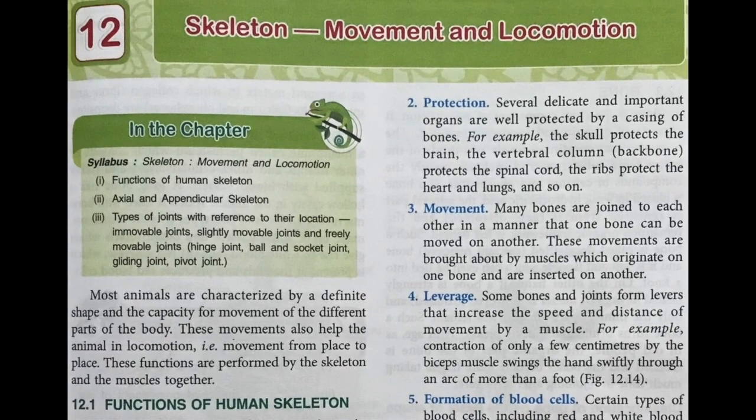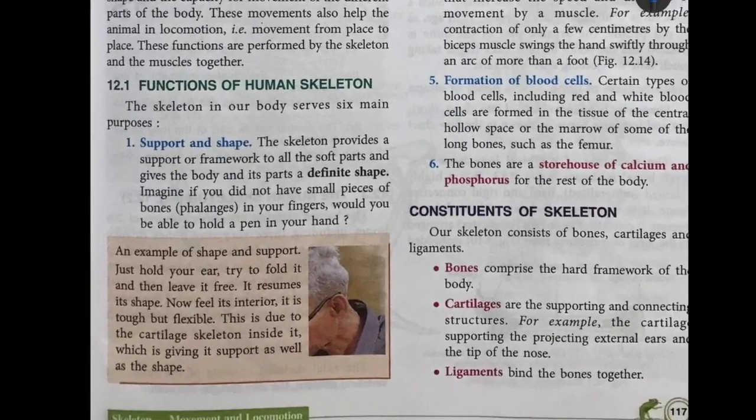So now we move on to the next chapter in biology, that is skeleton, which is responsible for the movement and locomotion of the whole body. Now you know that all the animals have a definite shape and they can move different parts of their body, as well as move from place to place. Movement from place to place is known as locomotion, and these movements seen in the body of animals are performed by the skeleton and the muscles together.